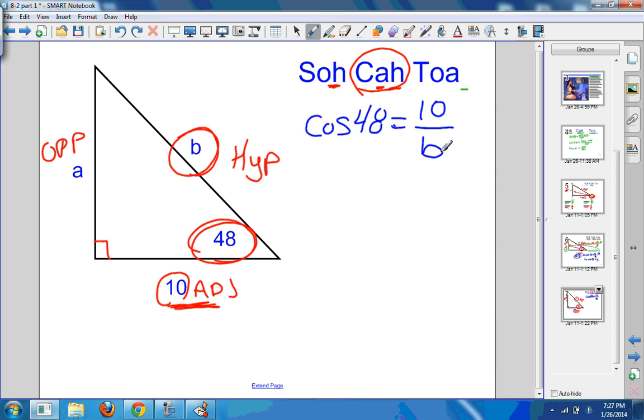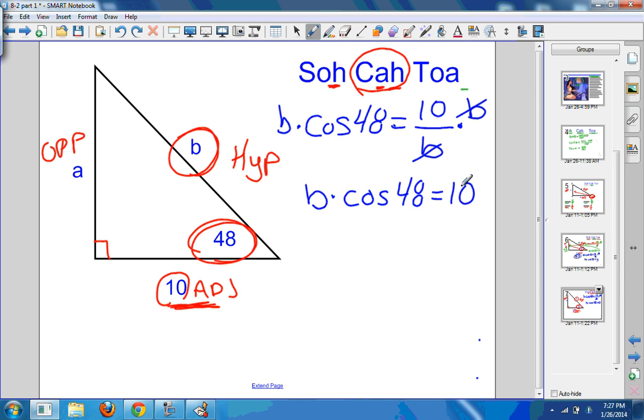Alright, so we want to get b all by itself, but we have a problem. B is in the denominator. So if we have a variable in the denominator, we always want to get it out of the denominator first. So to get it out of the denominator, we can multiply it by b. It'll cancel out on this side, and it's going to move over to our left side, because we have to multiply it on both sides. So we get b times the cosine of 48 is equal to 10.